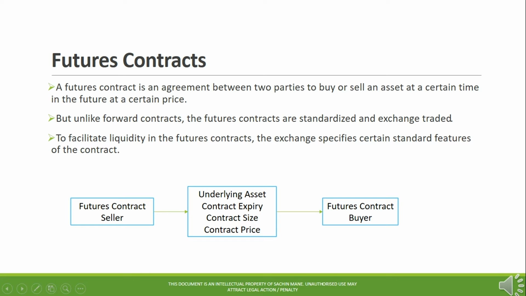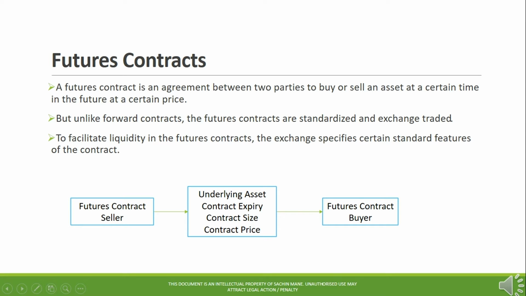Futures contract. A futures contract is an agreement between two parties to buy or sell an asset at a certain time in the future and at a certain price. But unlike forward contracts, the futures contracts are standardized and exchange-traded. To facilitate liquidity in the futures contracts, the exchange specifies certain standard features of the contract.